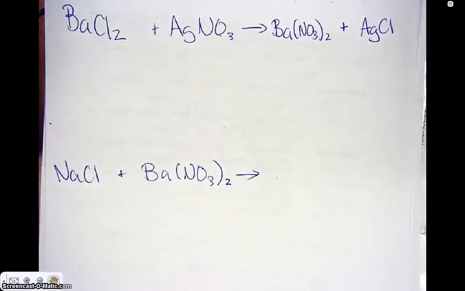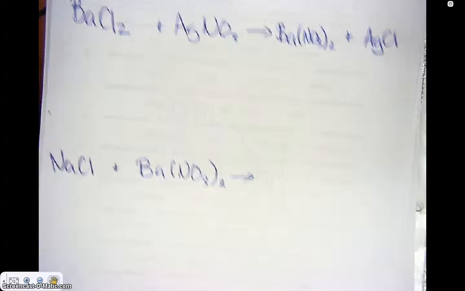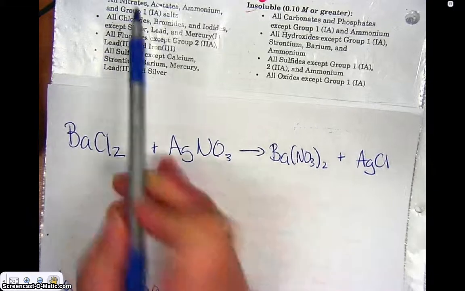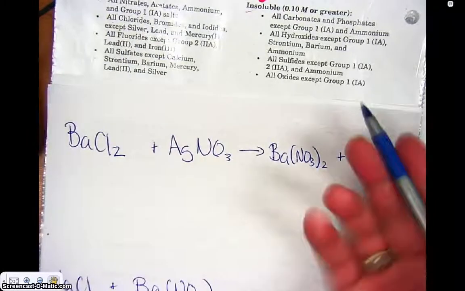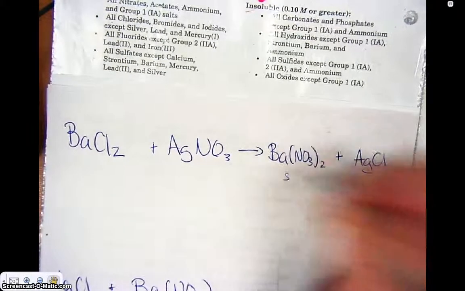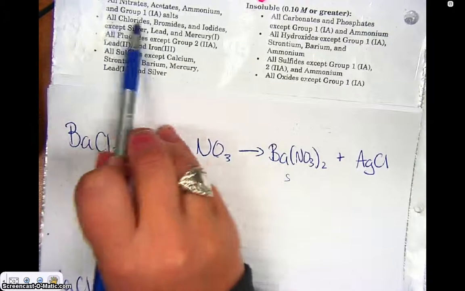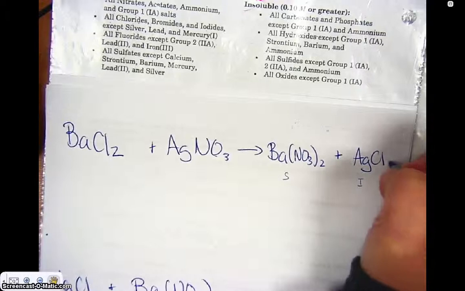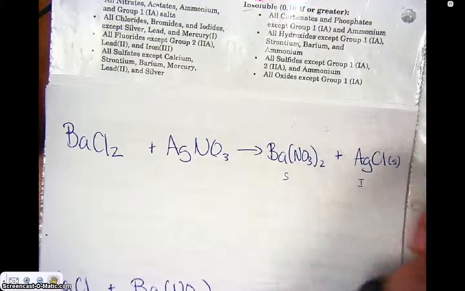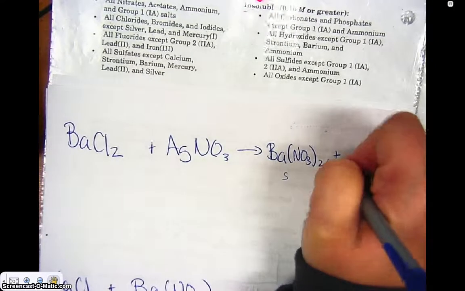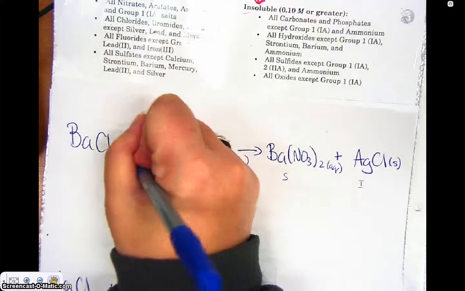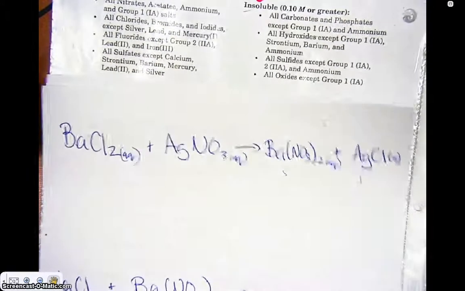And we just did one with silver chloride, so we know that it's the insoluble precipitate, but let's look at the rules just for some extra practice. So barium nitrate, it says all nitrates are soluble. So this is our aqueous or soluble product, and it says all chlorides are soluble except ones with silver. So this is my insoluble product or my precipitate. So this is going to be solid, and this is going to be aqueous. And we know that these two are aqueous because they are dissolved ions as reactants.